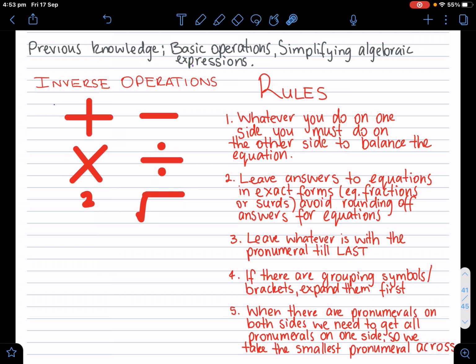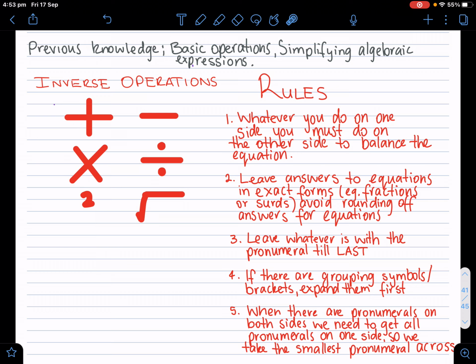Leave whatever's with the pronumeral to last. So I'm going to leave that 3x to last, and I'm going to get rid of the plus 2. The inverse of plus 2 is minus 2. And whatever I do on one side, I have to do on the other. So that gets rid of that 2. And now I'm left with 3x equals 4 minus 2, which is 2.